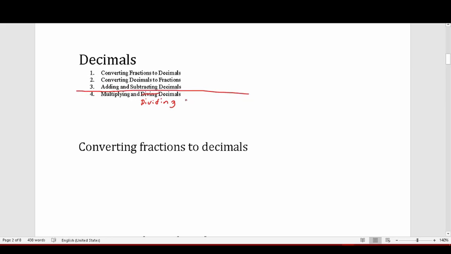Above all, I want to point out that many of you can do these first 3 things fairly easily already. That said, there are some tips I want to give you about multiplying and dividing decimals that should help you do very well on this test. So let's go ahead and get started.